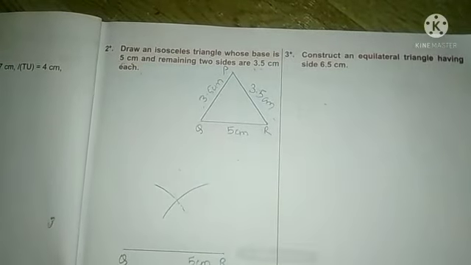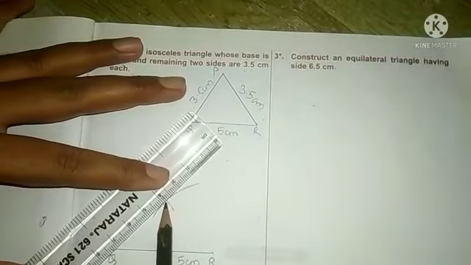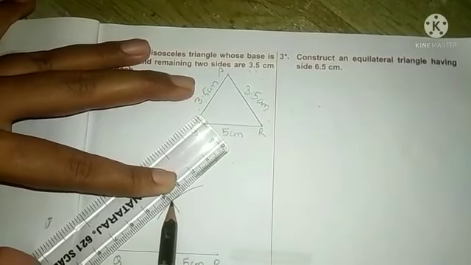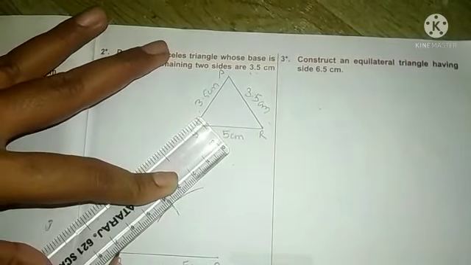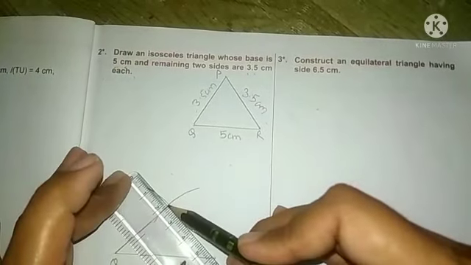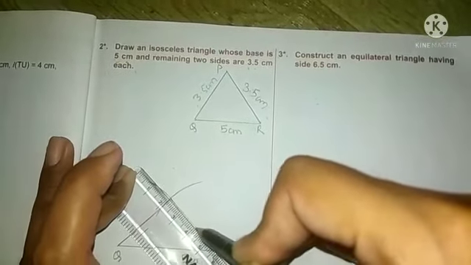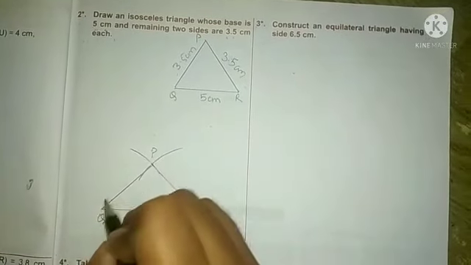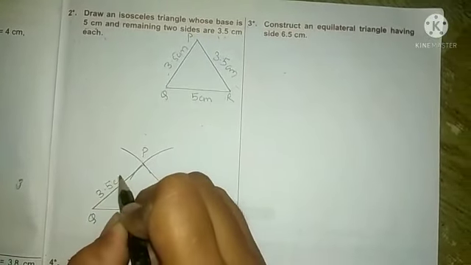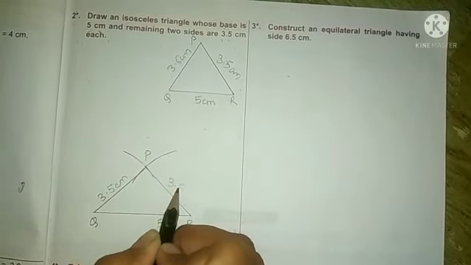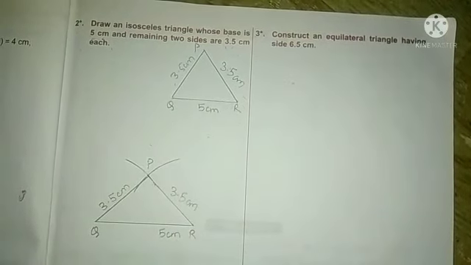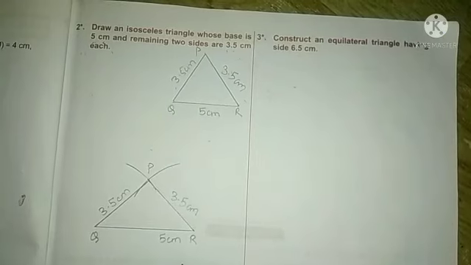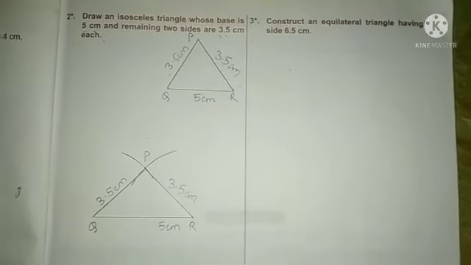Clear? Now what you will do, again with the help of your scale, the midpoint of your arc, you will draw a line till Q. Again from the midpoint of your arc, draw the line till R. So this one is P. The two sides are 3.5 centimeter. Here also 3.5 centimeter. Understood? So this is your isosceles triangle. Clear? Understood everyone?